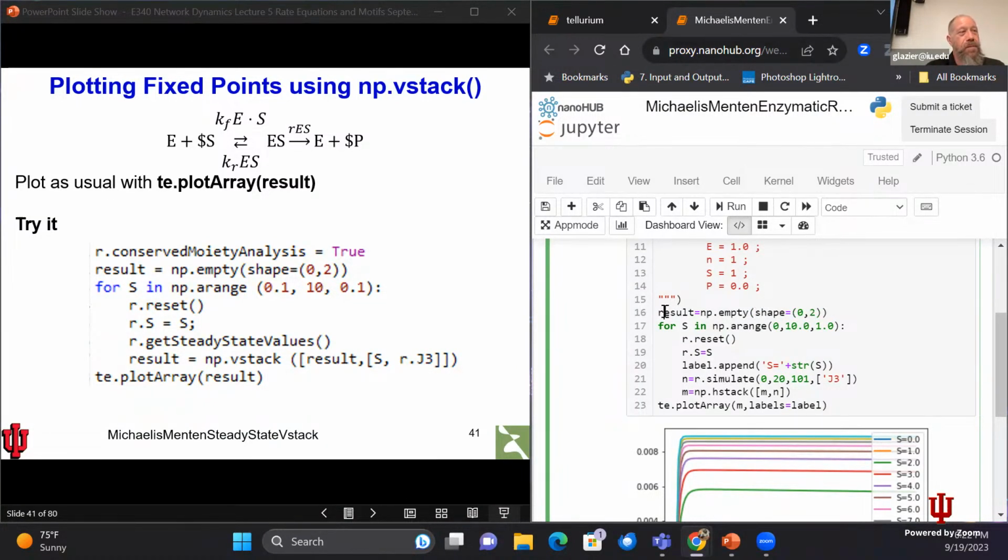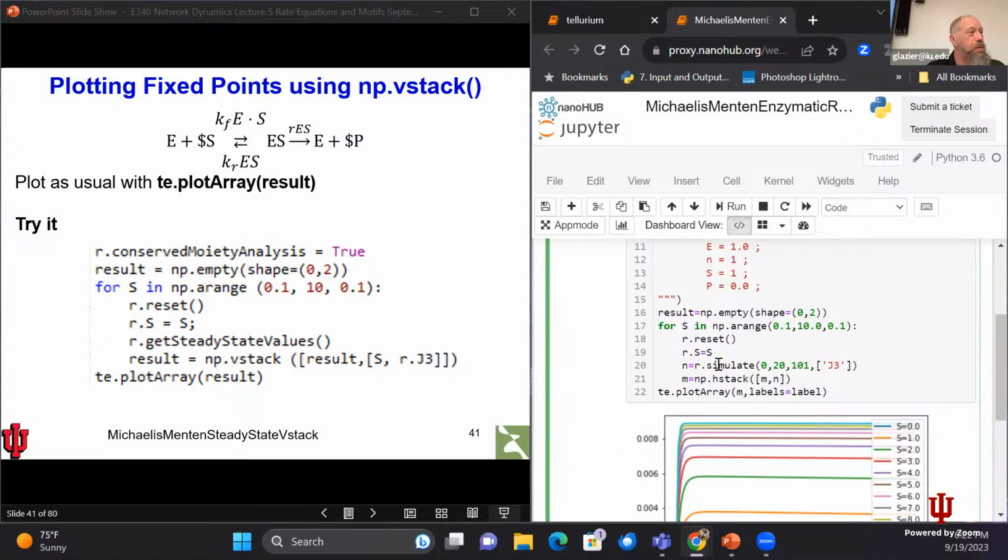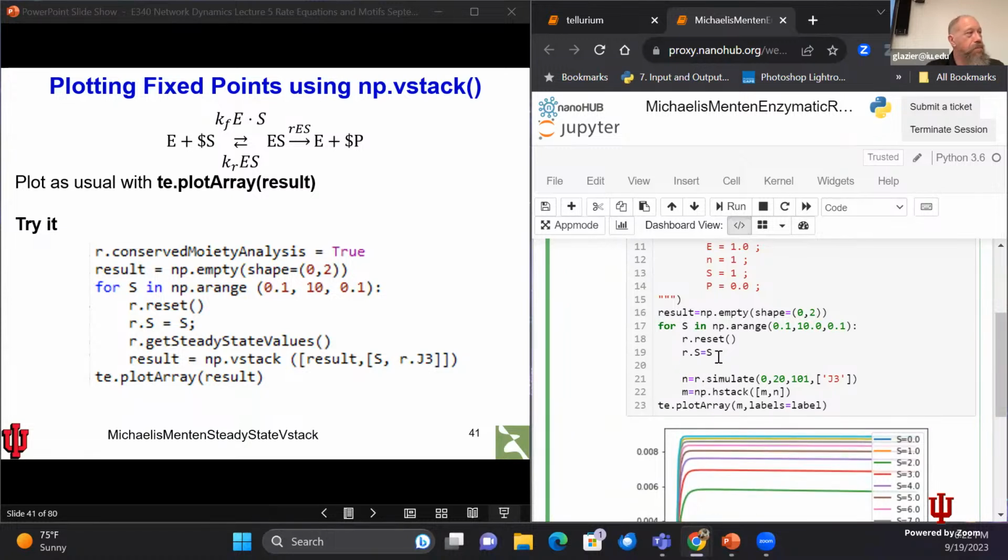Okay, so I create my empty array. I'm going to iterate for S. And here I'm going to make S go from 0.1 to 10, and I'm going to make my step size much smaller now. These don't change. I don't need my label function anymore. And I'm going to try that, r.get. Let's see if it works.